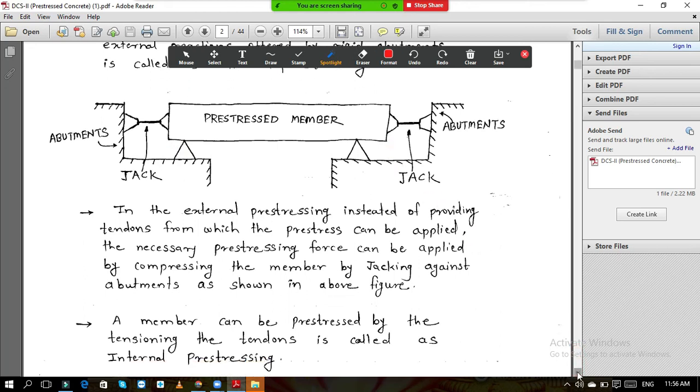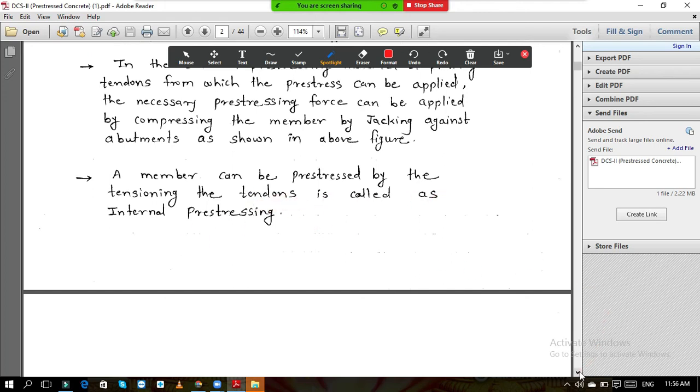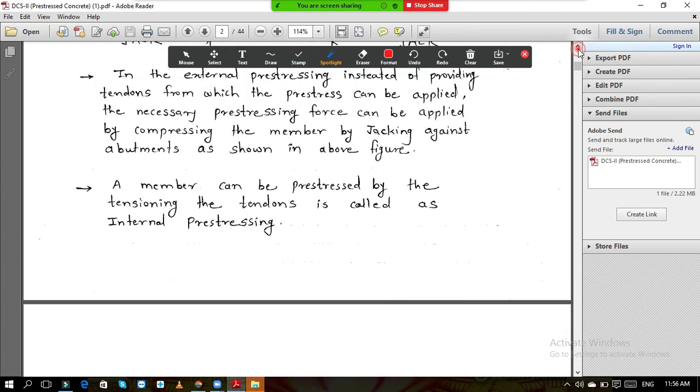And in internal prestressing, we do not directly apply the prestressing force on the member. We apply the prestressing force on the steel. A member can be prestressed by tensioning the tendons. Tendons means bar or steel. Tensioning the tendons is called internal prestressing. Okay. So these are the two basic types: external prestressing and internal prestressing.